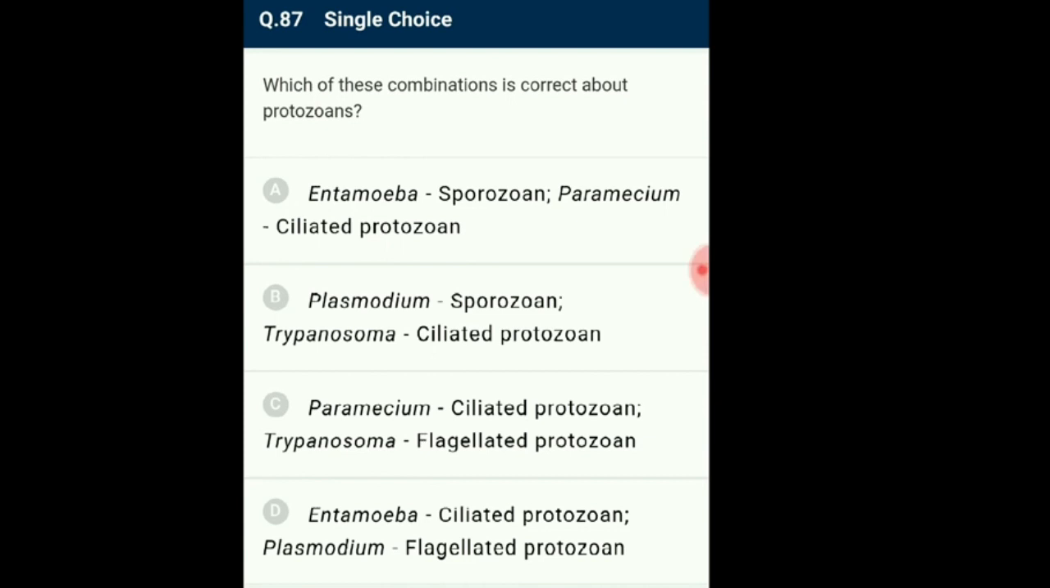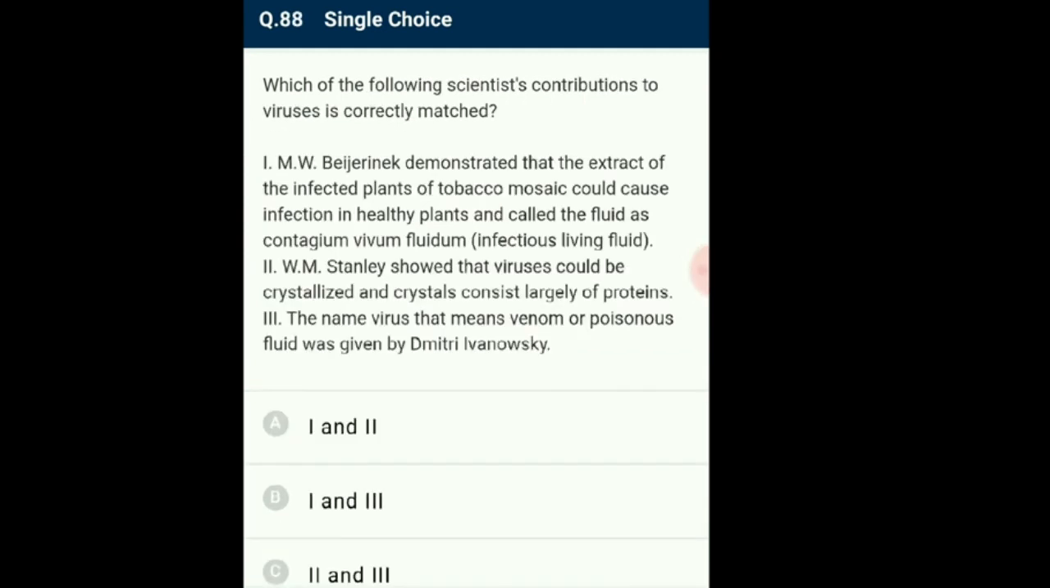So the answer for this question is Paramecium, ciliated protozoan, Trypanosoma, flagellated protozoan. So the correct combination is that. Which of the following scientists' contributions to viruses is correctly matched? Dmitri Ivanovsky in the year 1892 recognized certain microbes as the causal organisms of mosaic disease of tobacco. These were found to be smaller than bacteria because they passed through bacteria-proof filters.